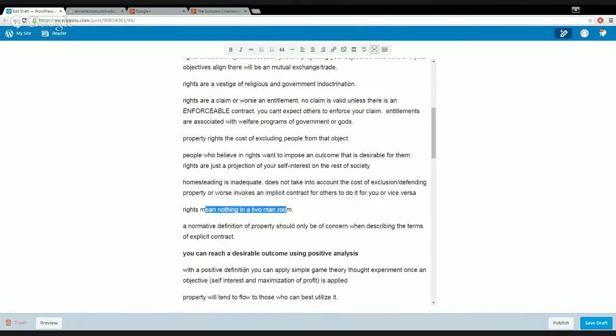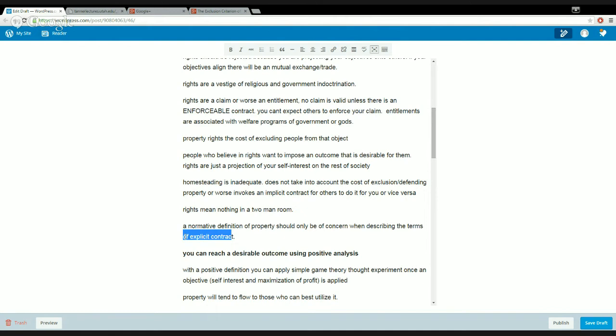A normative definition of property should only be of concern when describing the terms of an explicit contract. So the only time you should talk about what should or shouldn't be is when you're discussing the terms of a contract between, maybe, mutually defending each other's property, or hiring someone else to exclude others from your property for you, right? That's the only relevance where normative claims should come into play.